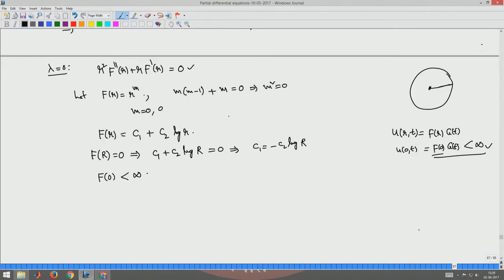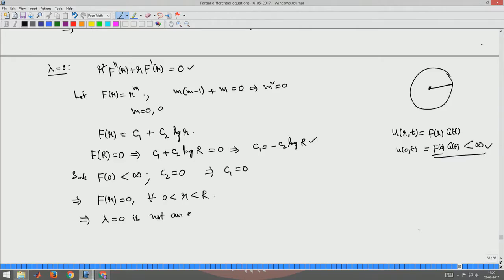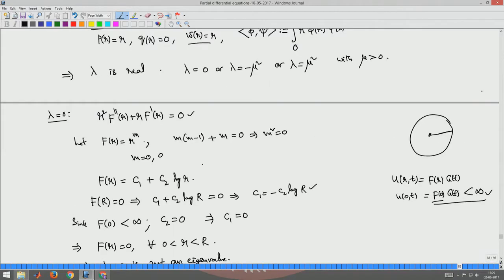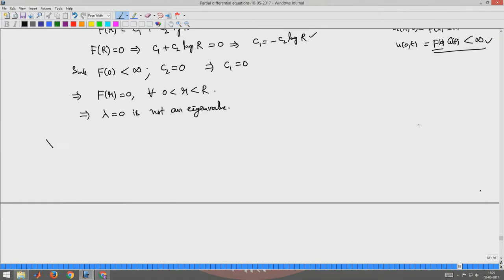Since f of 0 is finite as the second boundary condition, you can see that log r, that is infinity, so C2 has to be 0. Once C2 is 0, from this you can see that C1 is also 0. This implies f of r is completely 0 for every r between 0 and r, which implies lambda equal to 0 is not an eigenvalue. Okay, so we have to see what happens if lambda equal to mu square.